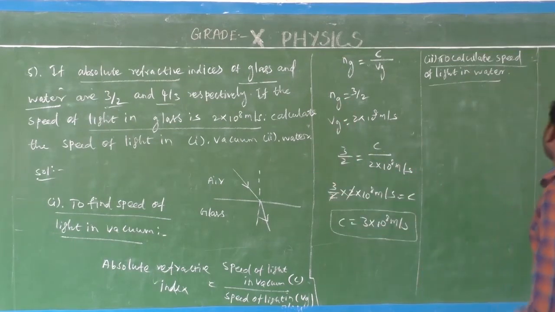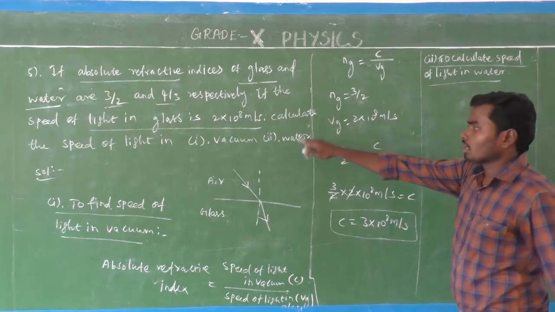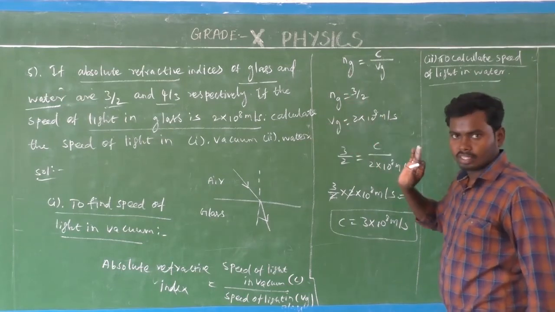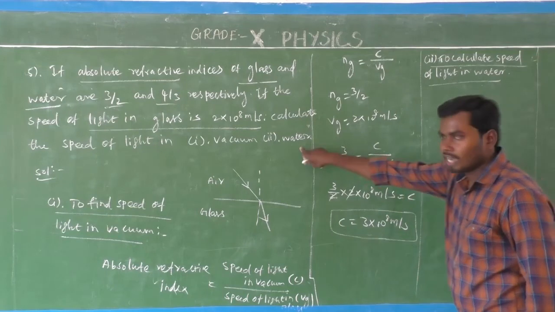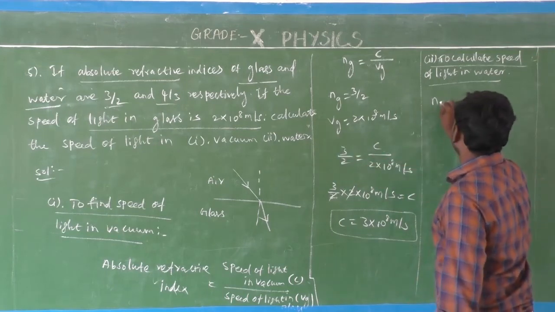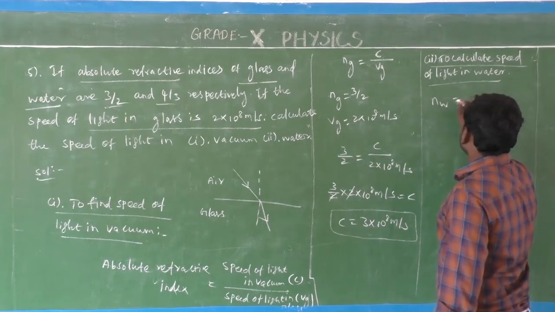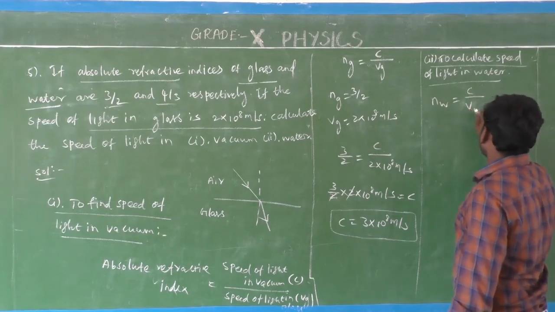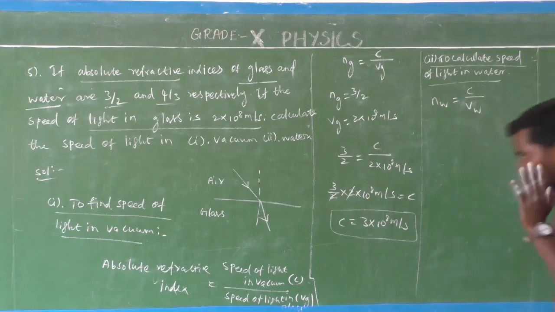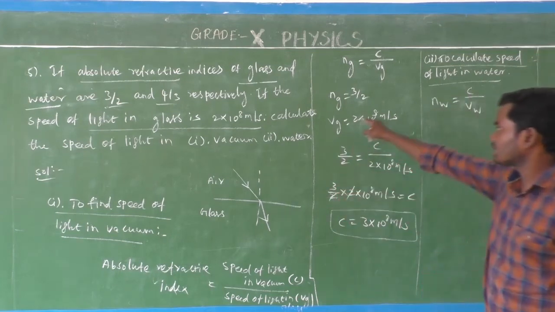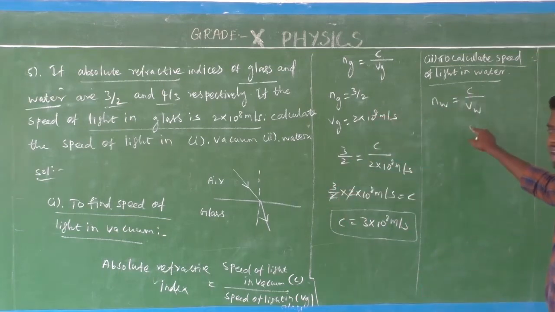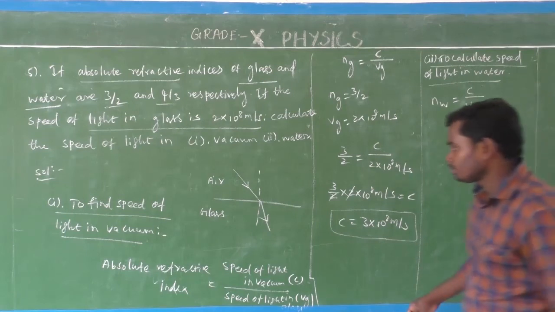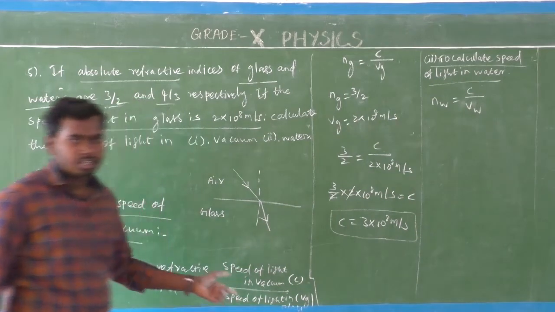Yes. Here light goes from air into water, isn't it? The water medium is the one that light enters. So the refractive index of water with respect to air is equal to C by the speed of light in water. Like in the first case, I have written it like this, so you don't get confused.